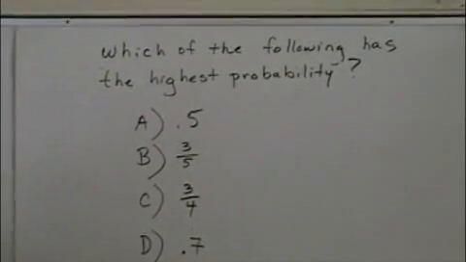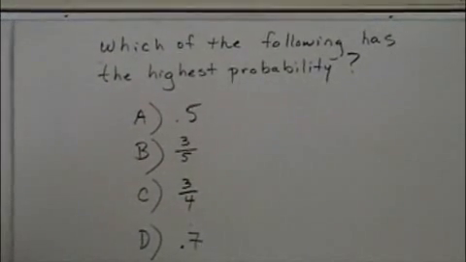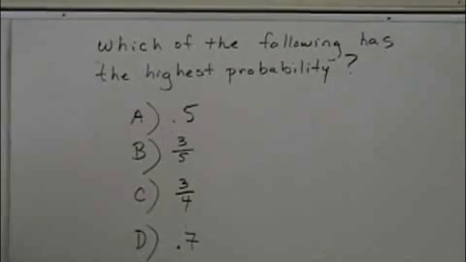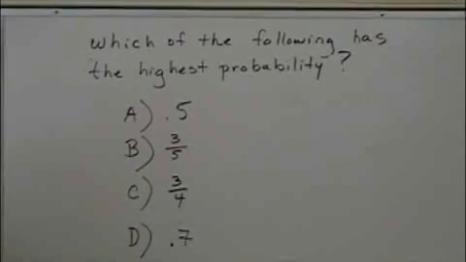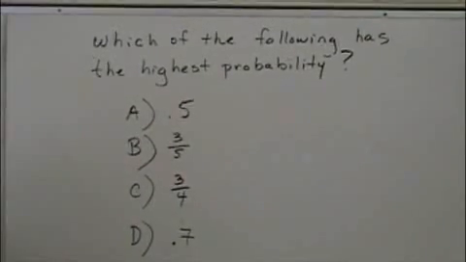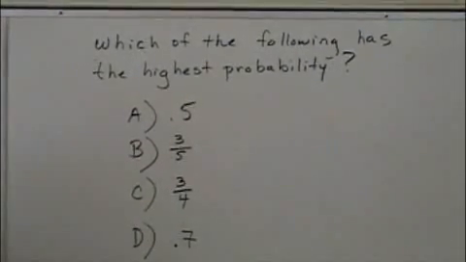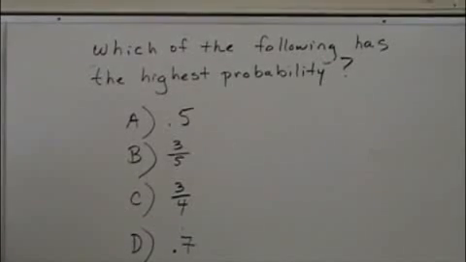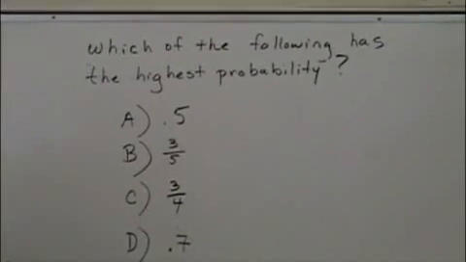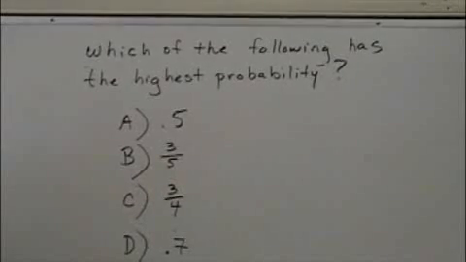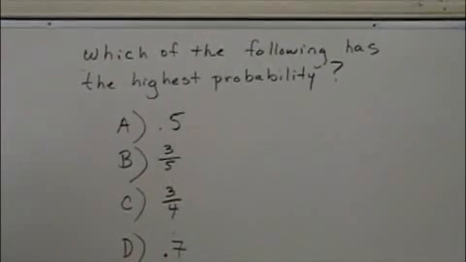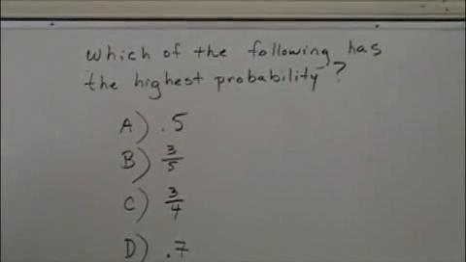This question today is asking, which of the following has the highest probability? And your choices are 0.5, 3/5, 3/4, or 0.7. In order to understand this question, you have to understand that probability is a percentage. The smallest possible probability is 0%. The highest possible probability is 100%, or the number 1. 100% as a number is the number 1.